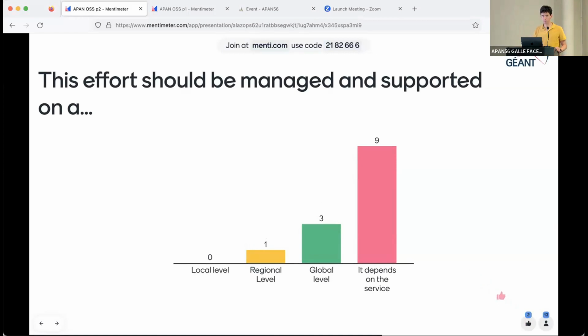Right, so answers coming in. It depends on the service. Yes, I agree, but I'm also happy to see that we got some regional and global level answers here. We'd like to run this as a community thing, and of course we are here representing GEANT, but I think when it comes down to open source software, these services are global services, right? We don't only do it in, well, our home offices in the Netherlands or the UK. The services become better with more input from more areas, more countries.